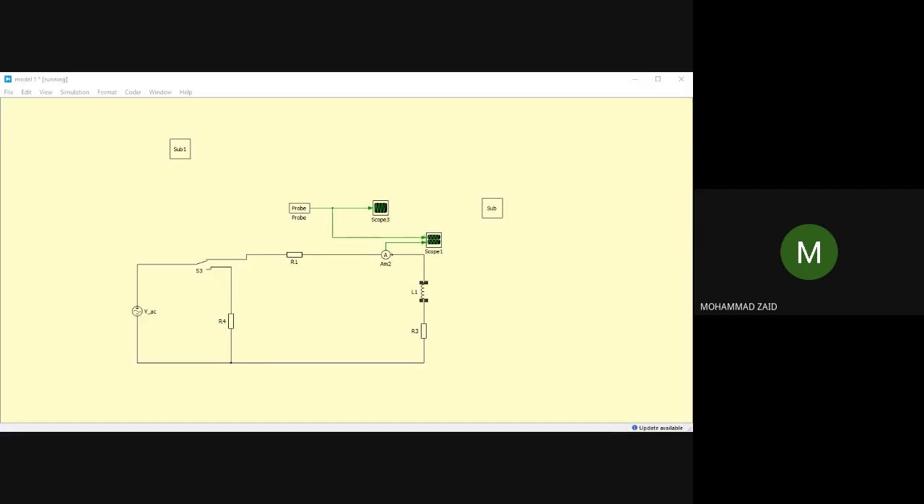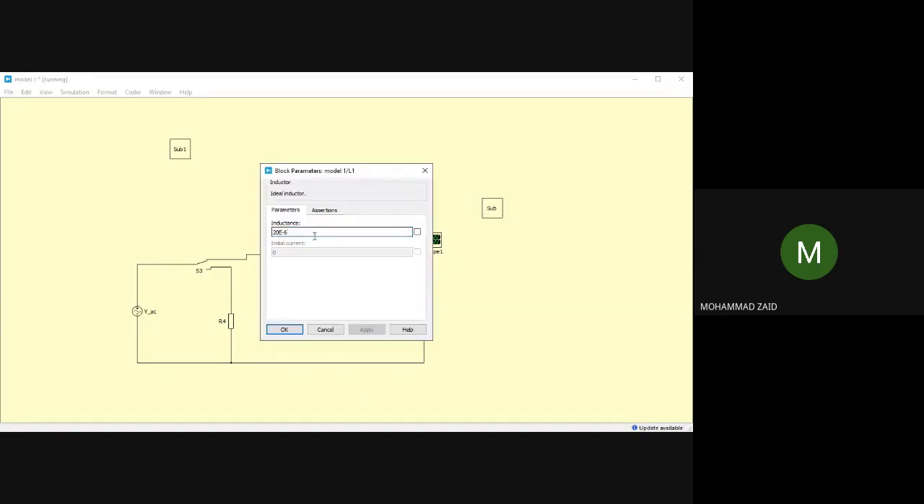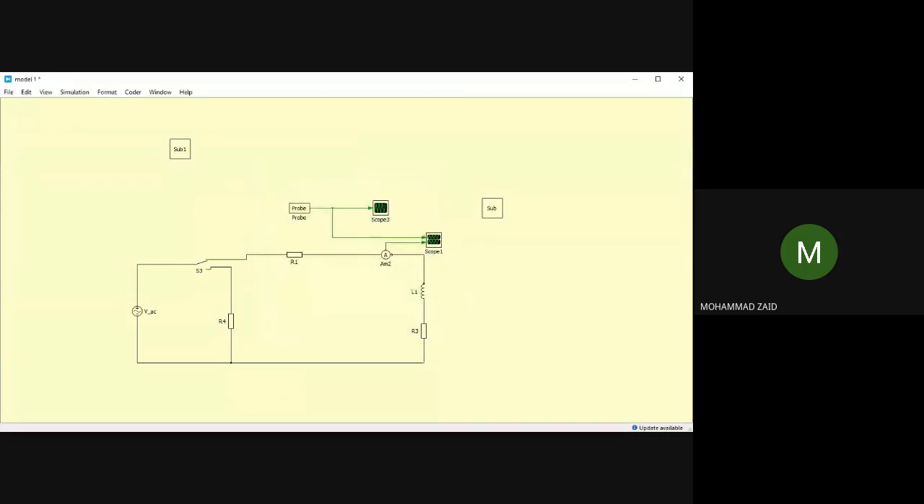L is much smaller than R, so that's why you are not getting any transient response. So once I start increasing the value of L, let us take the value of L as 2 Henry, comparable to the magnitude of resistance, and see what is happening.